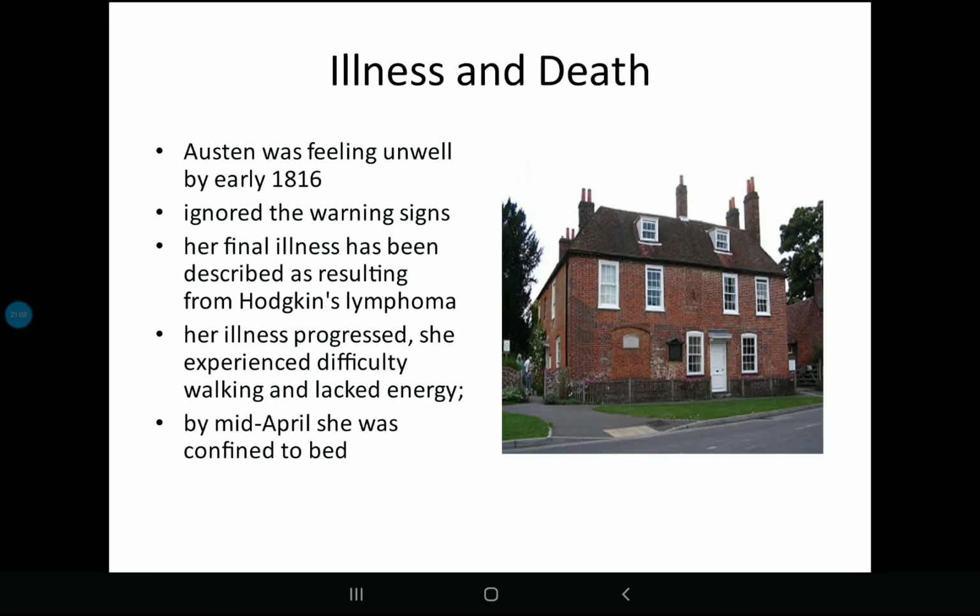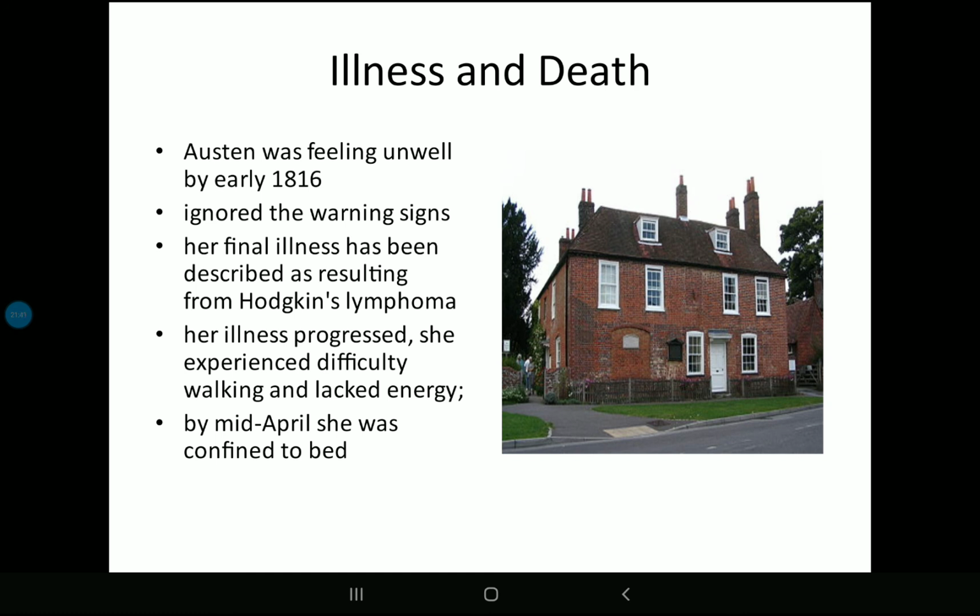Now, illness and death. Austen was feeling unwell by early 1816, ignoring the warning signs. Her final illness has been described as resulting from Hodgkin's lymphoma. So this is a disease she was suffering from, and she had some early symptoms. She ignored them. Her illness progressed. She experienced difficulty walking and lacked energy. So this illness was slowly making her life difficult, and by mid-April she was confined to bed.